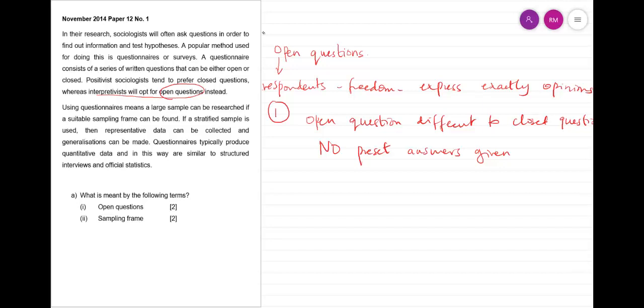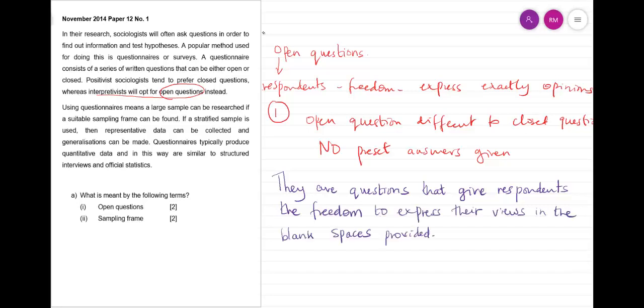So typically for this question, the examiner expects an answer like this. You may choose to pause the video in order to copy the answer if you wish.